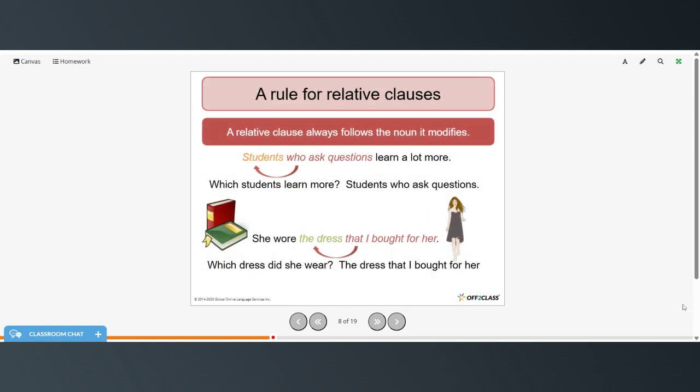A relative clause always follows the noun it modifies. Students who ask questions learn a lot more. Which students learn more? Students who ask questions. She wore the dress that I bought for her. Which dress did she wear? The dress that I bought for her.